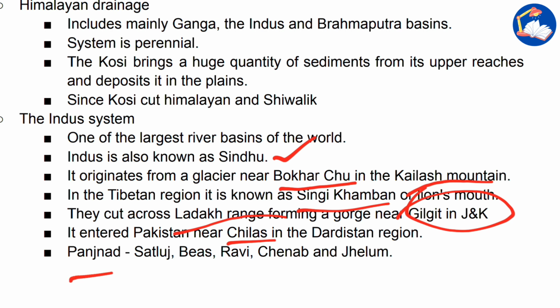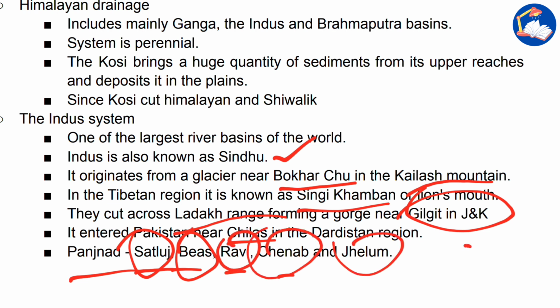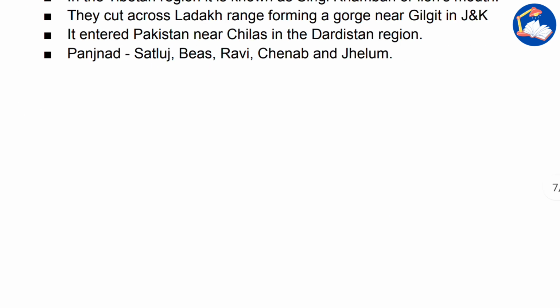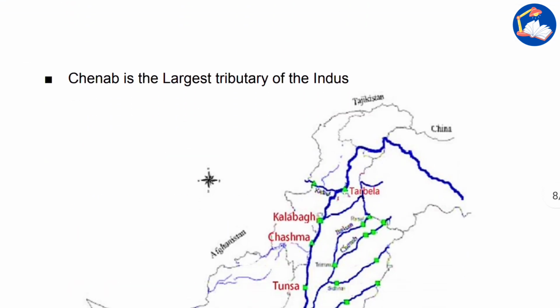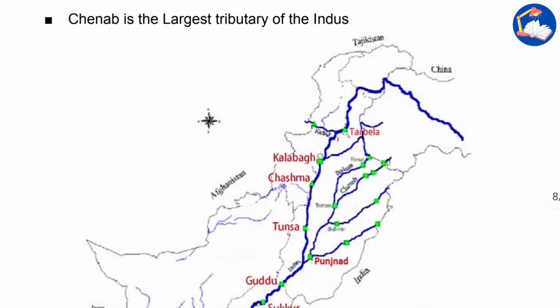Panjnad is a land that is drained by 5 rivers. So what are the 5 rivers? You have Satluj, Beas, Ravi, Chenab, Jhelum. So SBRCJ. S is for Satluj, B is for Beas, then Ravi, Chenab, and Jhelum. Now, Chenab is the largest tributary of Indus.